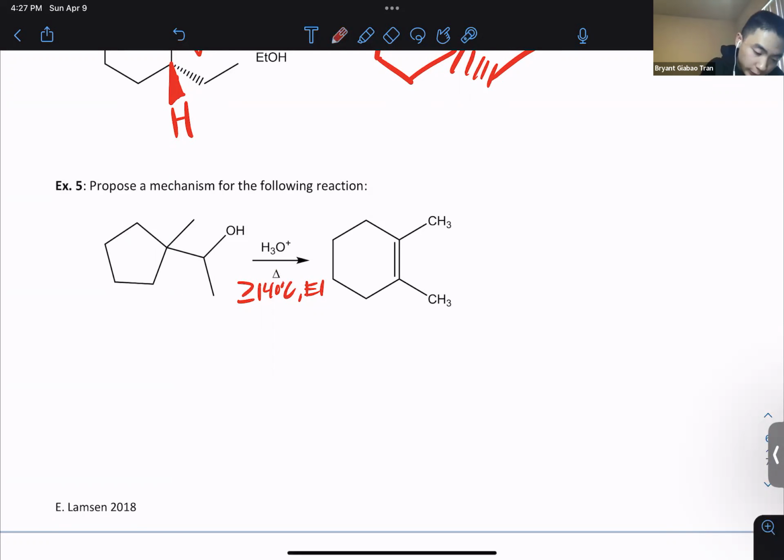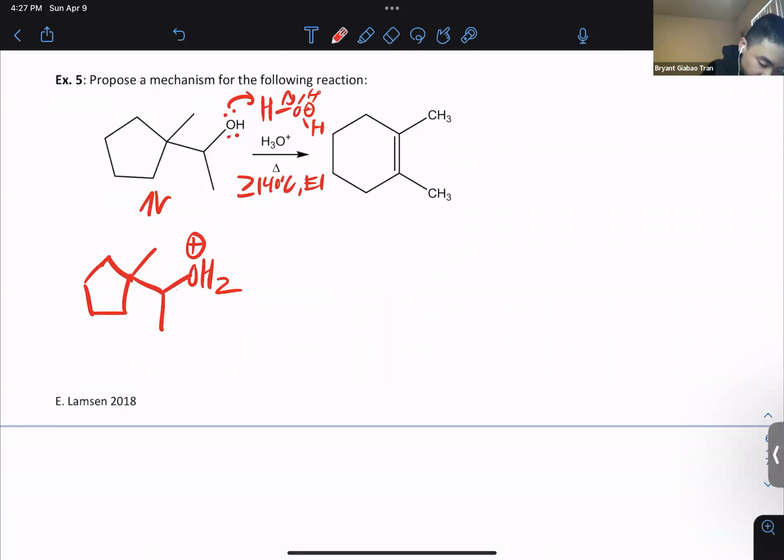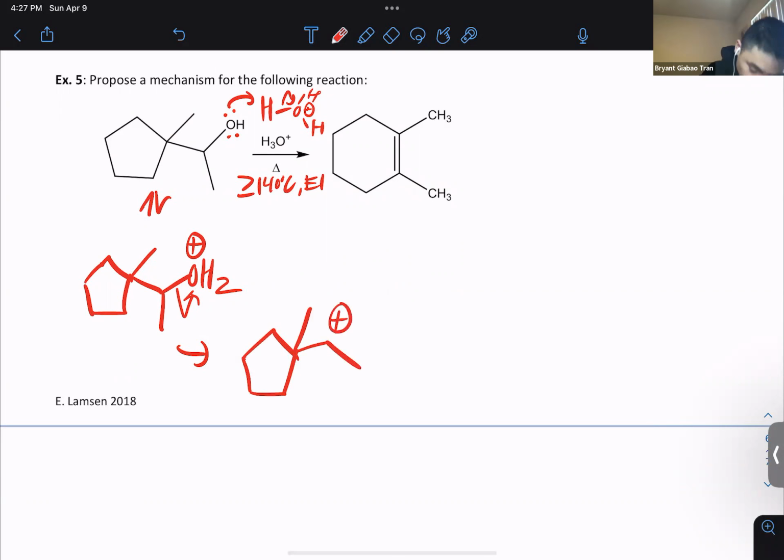since we are adding heat. So the first step is to look for our most basic atom, which is oxygen in this case, and do an acid-base reaction with the acid, H3O+. Then we converted that bad OH leaving group into a good OH2+ leaving group. So since we have a good leaving group now, we can make that leaving group leave, and form our carbocation intermediate.